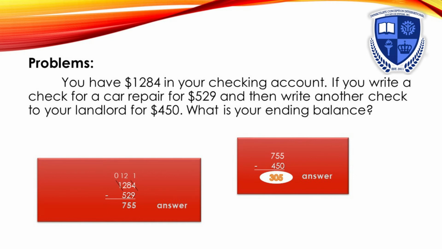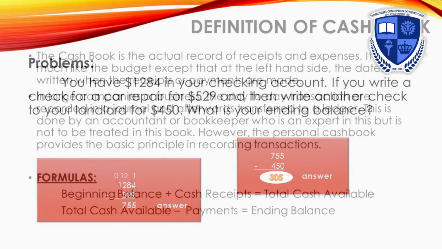So we have 755 minus 415, and this will give us the ending balance once the checks clear. So 5 minus 0, that will be 0. And then 7 minus 4, that will be 3. So the new balance of the account will be $305 after those two checks clear.